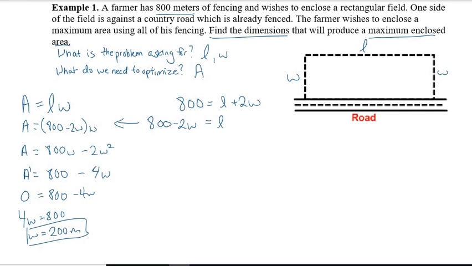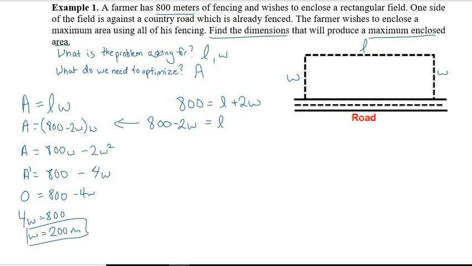Now, at this point, we're going to skip a couple of steps. Normally, we know that if we're looking for an absolute max or min, we have to check the endpoints as well. So we could have a width of 400 at the max because we have to fence the two sides. And we could have a minimum of 0. We could have the fence all along the length and use 800 meters of length and have a width of 0. But we know that those aren't going to give us any area.